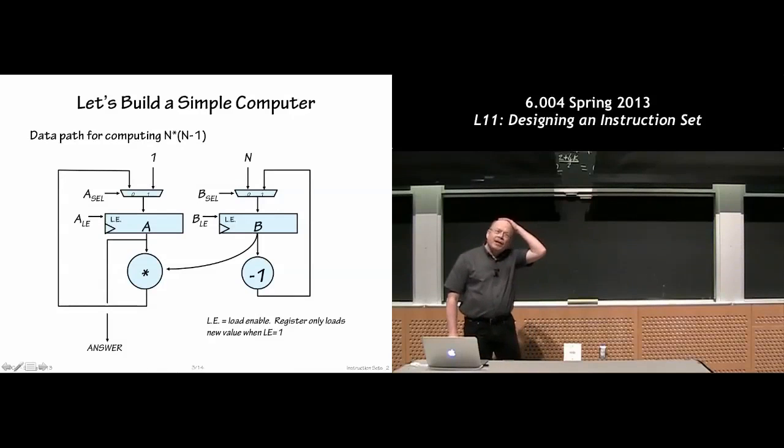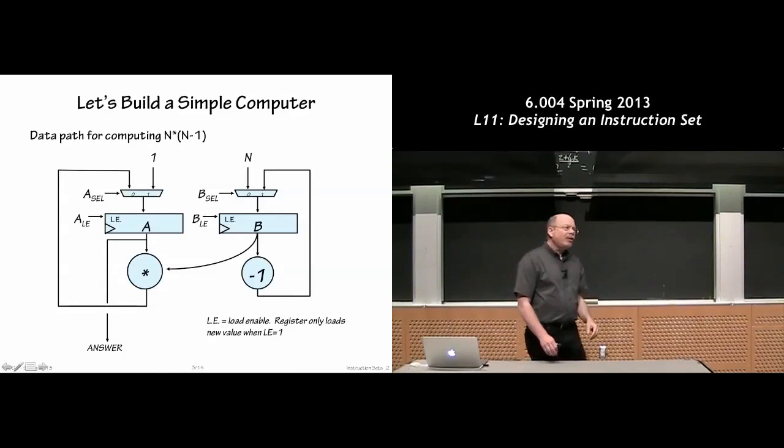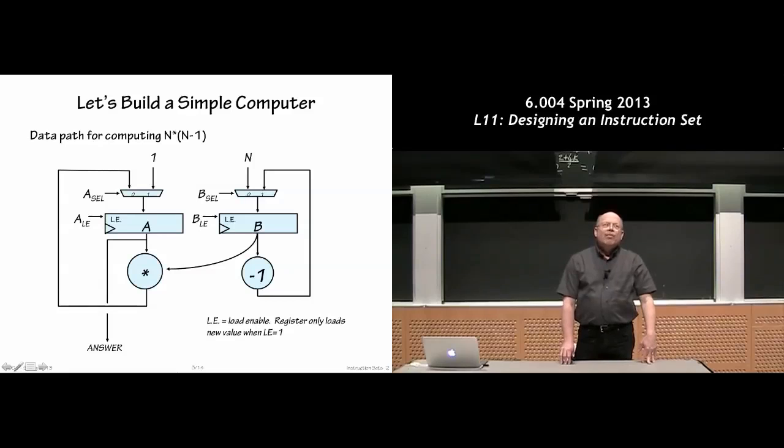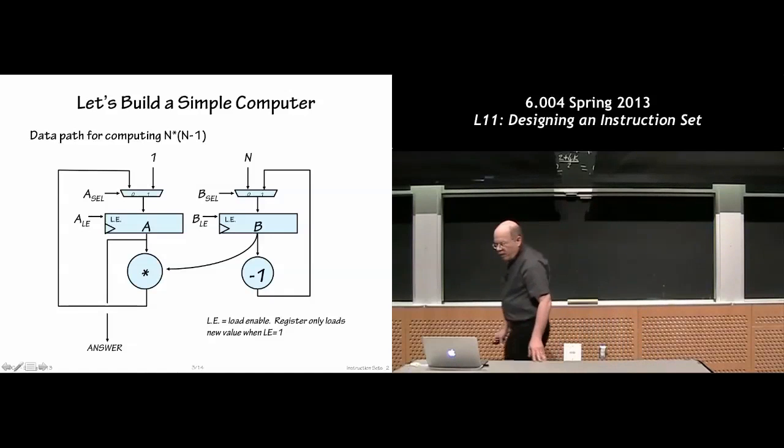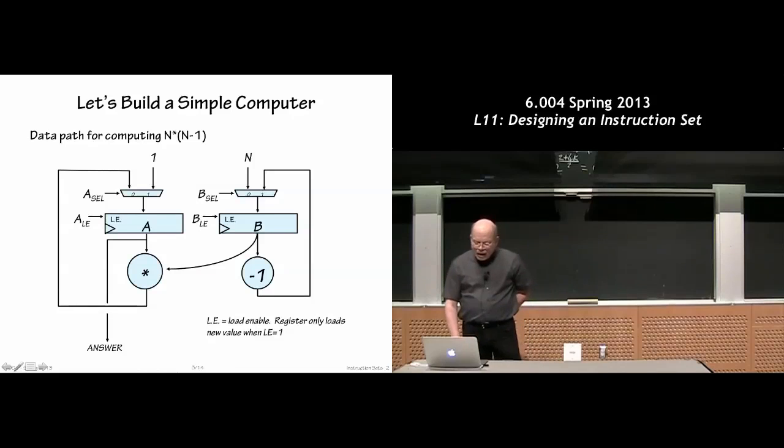So let's start by building a very simple computational engine. We'll slowly make it programmable so you can see how that works. And then we'll back up and design a much more sophisticated programmable engine for the rest of the lecture. So here what we have is what we call a data path.